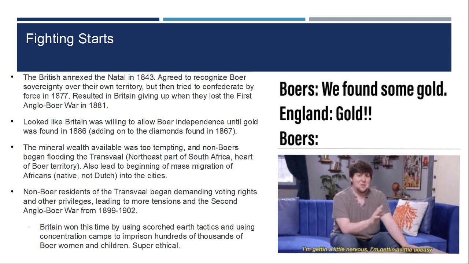The way they win this time around is scorched earth tactics, and if you don't know what that is, it's basically when you come into an area and you destroy everything. You burn down the farmland, you burn down cities if you need to, you destroy everything in your way to destroy the morale and take away resources from your enemy. And then they also set up concentration camps that they use to imprison hundreds of thousands of Boer women and children. And we're talking starvation, people dying, people being killed, just super ethical, totally normal stuff that you could use to win a war and not commit war crimes and stuff like that. So Britain wins, and now that means that they have control over South Africa.